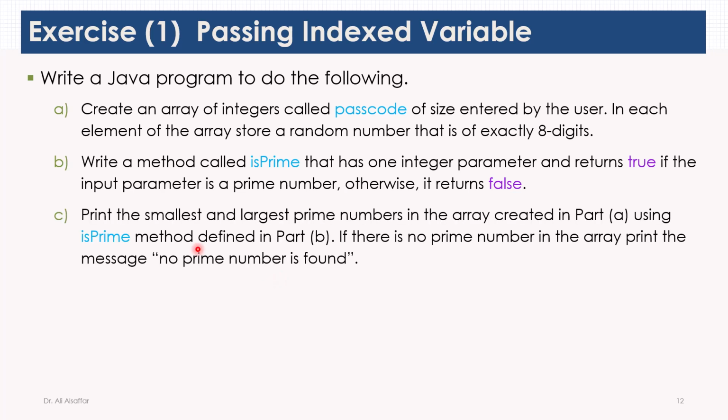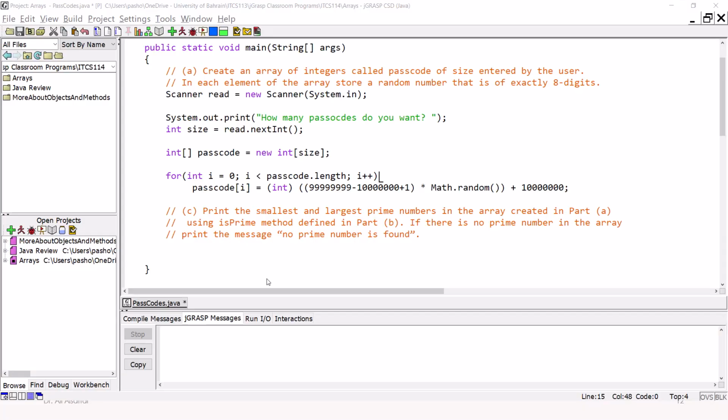In the last part, we want to print the smallest and largest prime numbers in the array created in part A, using the isPrime method that is defined in part B. If there is no prime number in the array, print the message "no prime number is found". Let us do that in JGrasp. To find and print the smallest and largest prime numbers in the array, first we have to check every number in the array if it is a prime or not. Then we check whether it is the smallest or largest prime number.